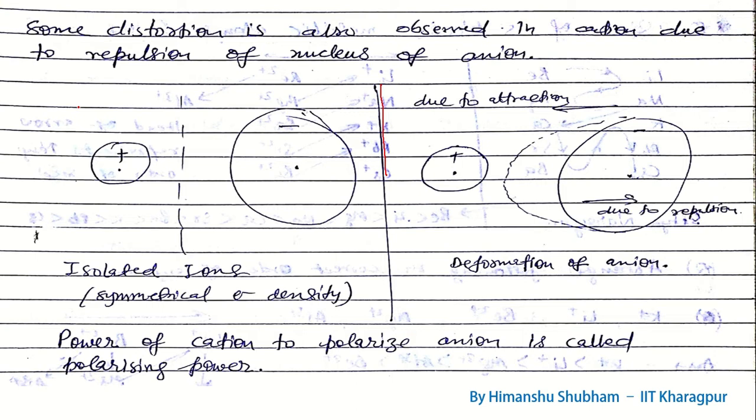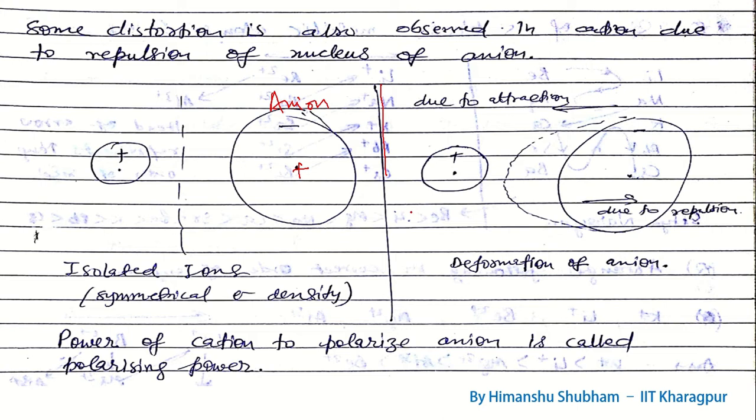That means the distance between the cation and anion is sufficiently large to prevent any kind of attractive interaction between them. In this isolated state, the electron density of the anion is symmetrically distributed around the nucleus because it does not have any kind of interaction with the cation.